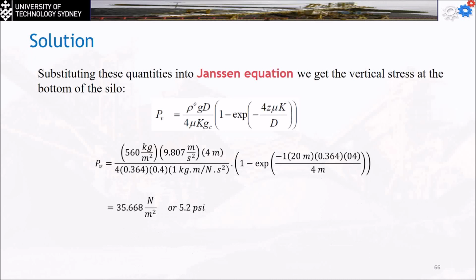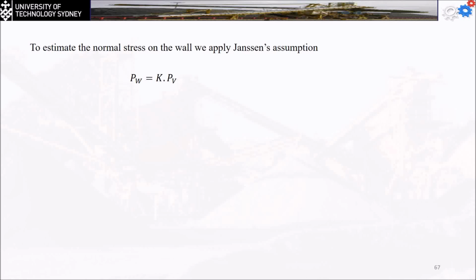Now, find the value of the normal structure wall. We apply the Janssen assumption that the P of the wall, the pressure on the wall, is equal to the pressure we have calculated, the vertical pressure, multiplied by the K value. So simply, the P of the wall is going to be equal to 36,000 multiplied by 0.4. Okay, and this will give you 14,267 kilopascal. It's 14 point, it's not point, it's comma, but anyway. I should put K here anyway, yeah.